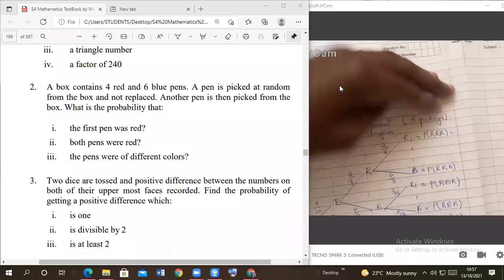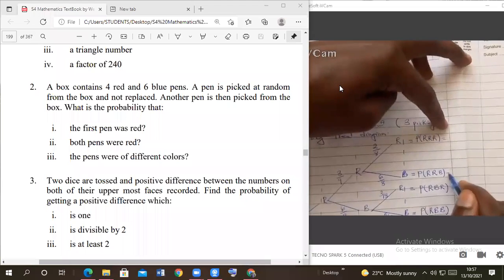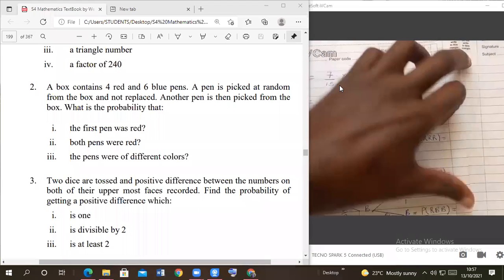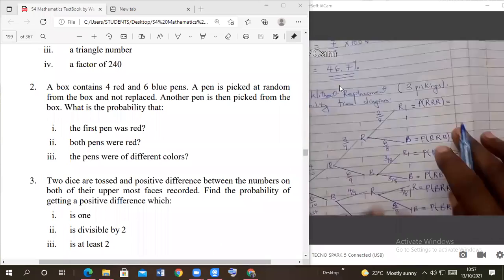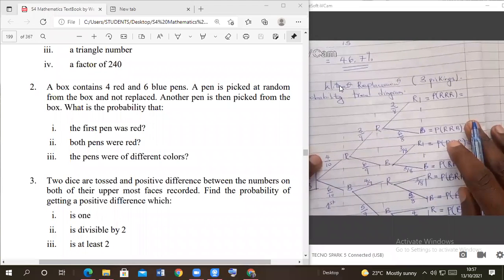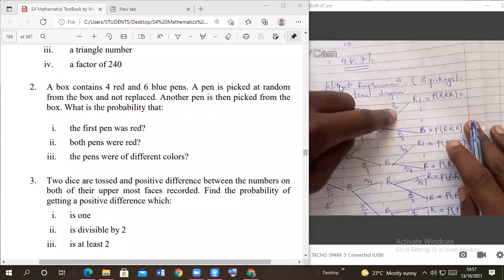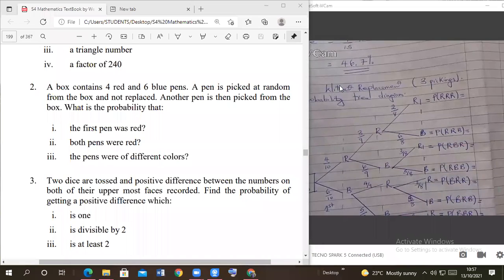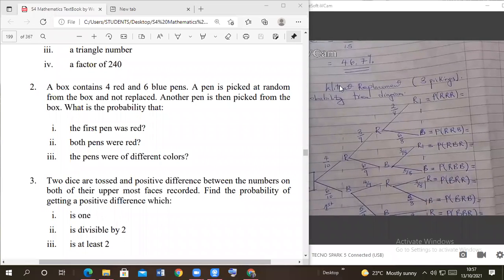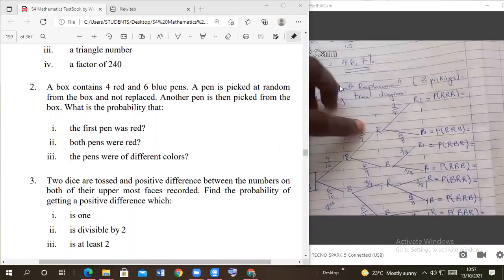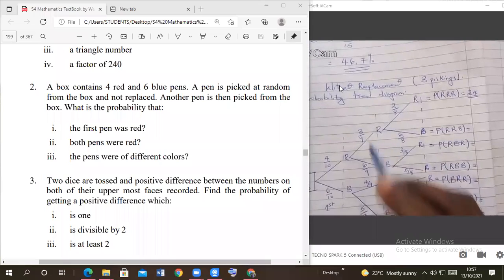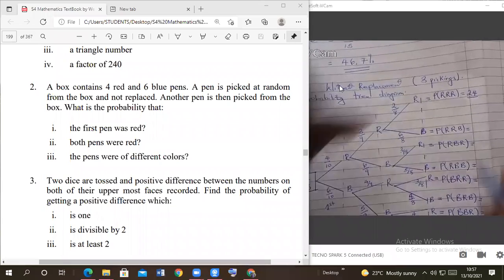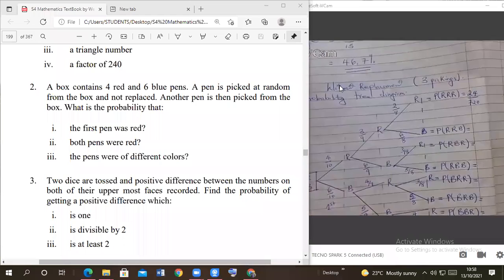To simplify our work, you first get the probability in each branch, not so? Can we multiply them and give me the answer, please? Here you will have 4 over 10 times 3 out of 9 times 2 out of 8. What do you get? 4 times 3 is 12, 12 times 2 is 24 over 90 times 8, which is 720.